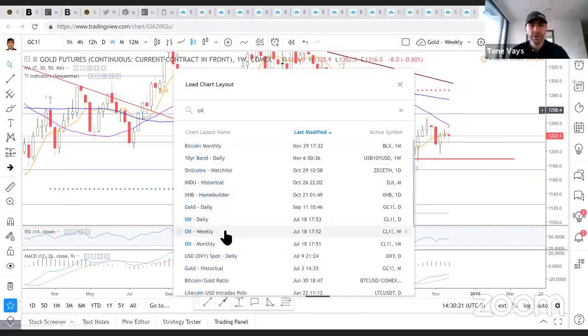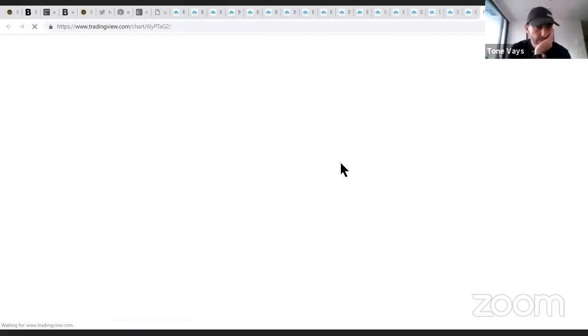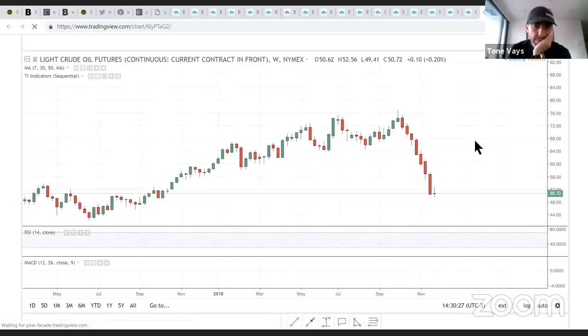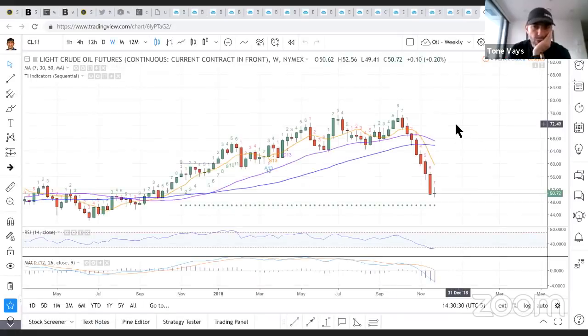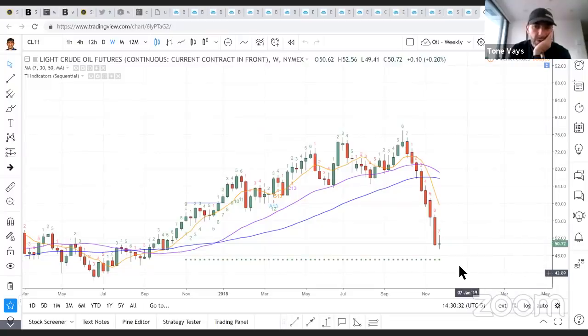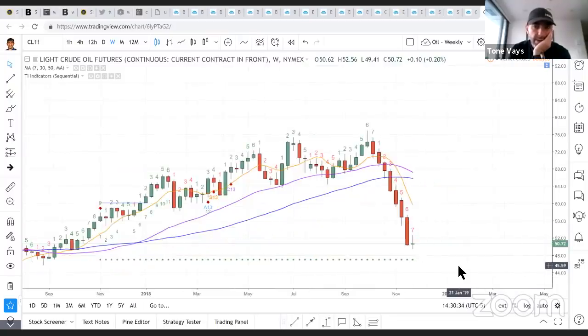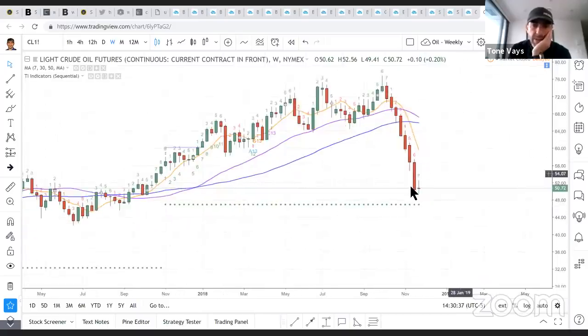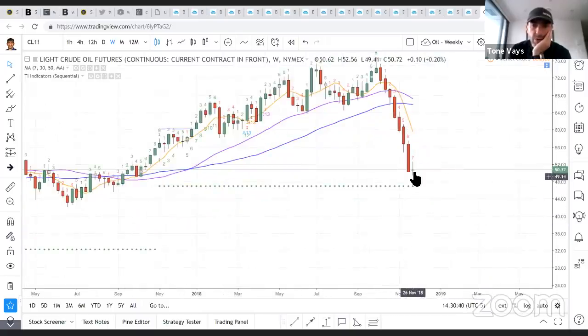I'm just going to look at oil weekly. I'm not going to look at it on a small scale. Wow, oil took a nosedive, huh? Well, it needs to stay above the setup trend line, and the week's almost over, right?